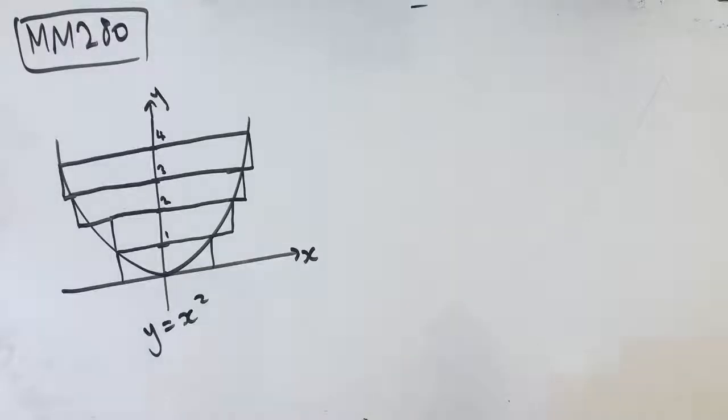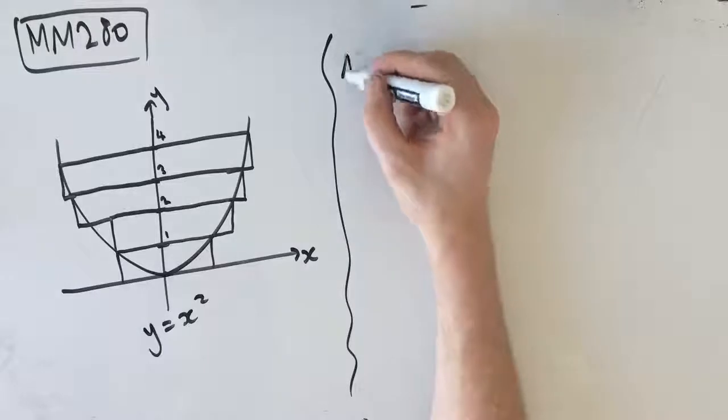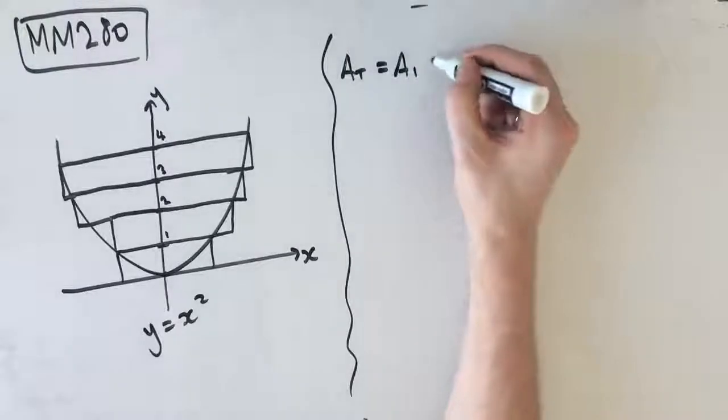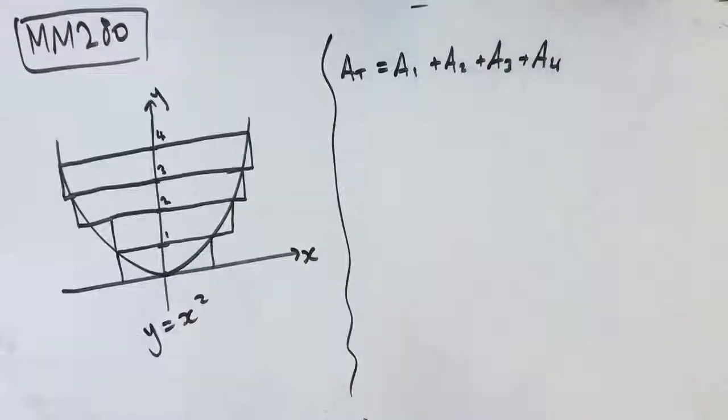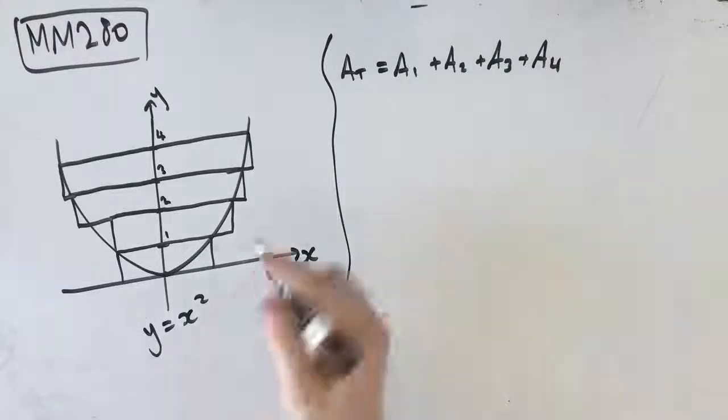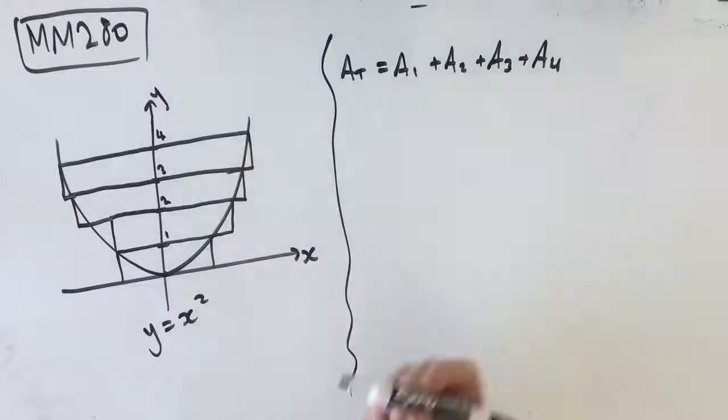Alright, awesome. So, we know that our total area is going to be each one of these rectangles added together, right? So we're going to get A1 plus A2 plus A3 plus A4. Sweet. And I'm just going to say that the first, second, third, fourth correspond to these areas.